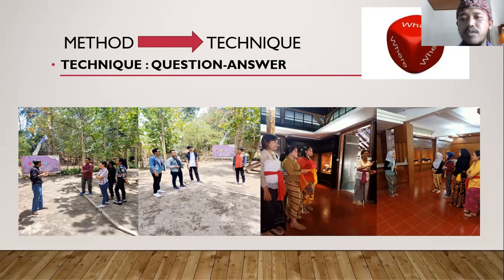For example, with students A, B, C, and D, student A becomes the tour guide, and B, C, and D become tourists. After five to eight minutes, student B becomes the tour guide, and after another five to eight minutes, student C becomes the tour guide, and so on. That is how we use the question and answer technique in visiting the Museum Bali tourism object.